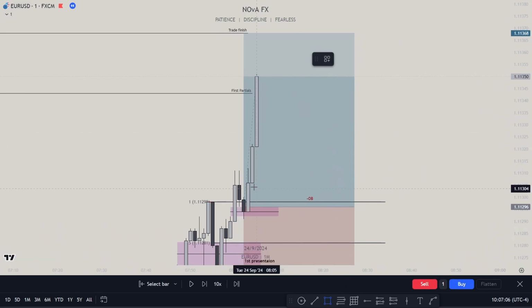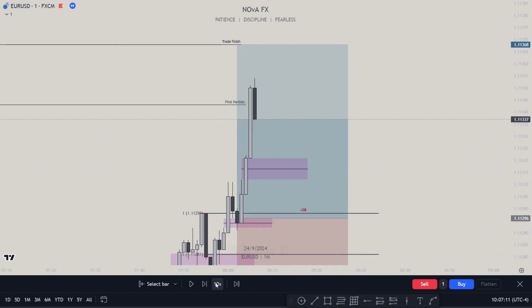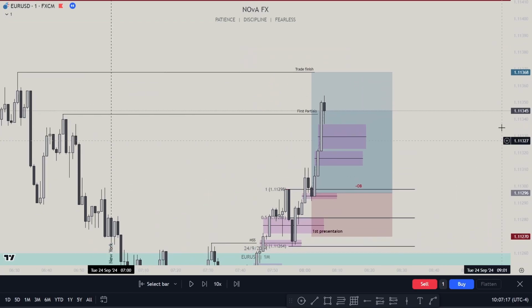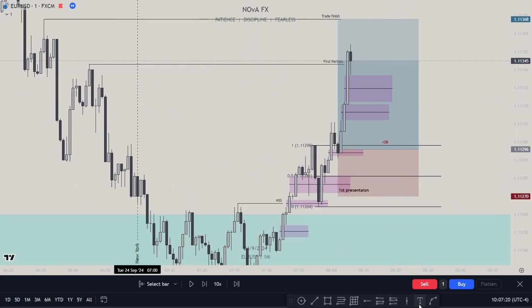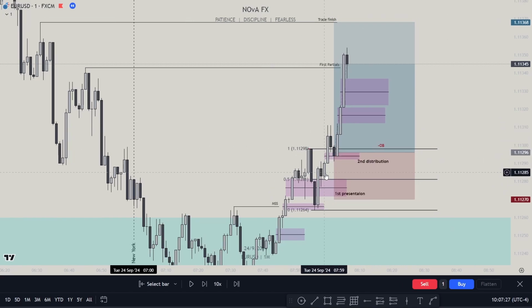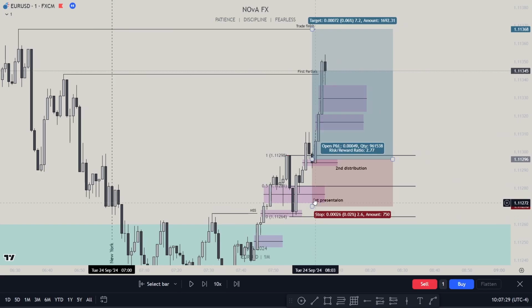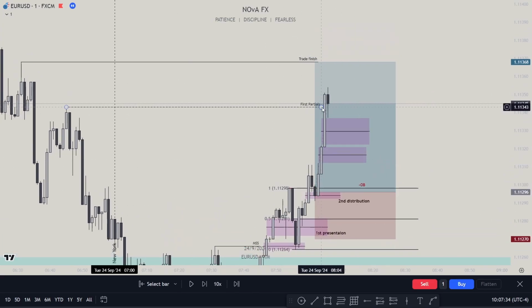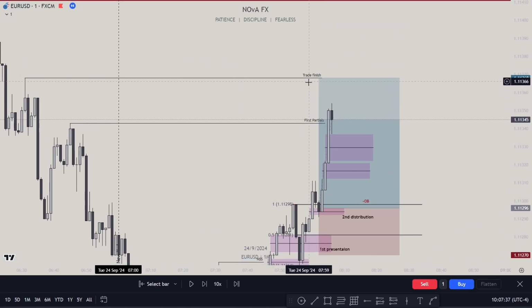It created two big FVGs. So that's the first one. There's one more FVG there. Let's see how the price works out. So we basically took our trade in this second distribution phase, and our stop loss is just below the first presentation fair value gap. We got our first partials here, and we need to finish the trade here.